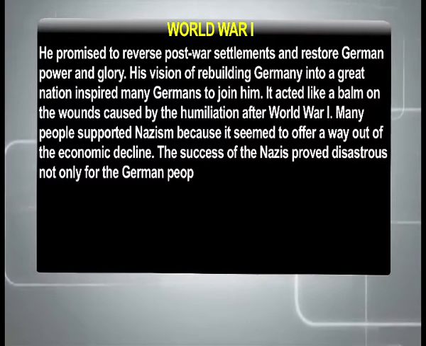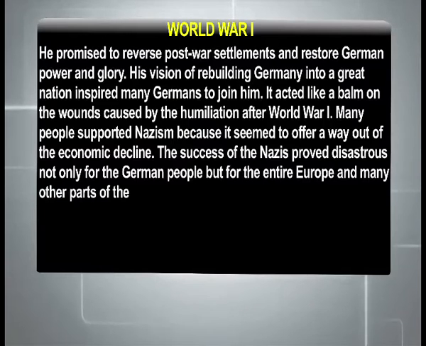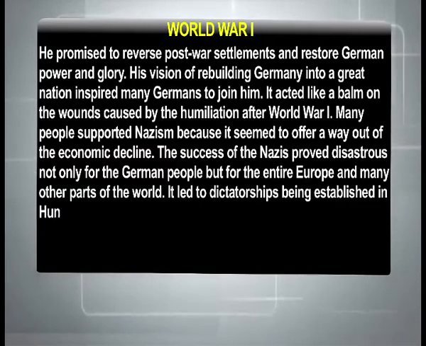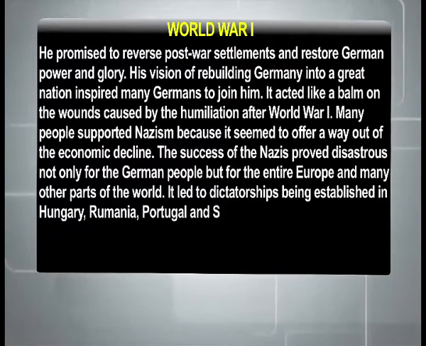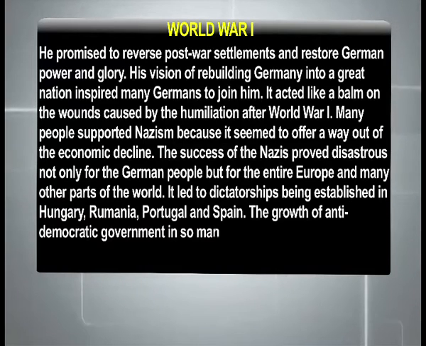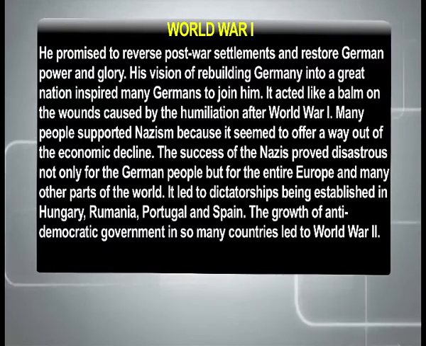The success of the Nazis proved disastrous, not only for the German people, but for the entire Europe and many parts of the world. It led to dictatorships being established in Hungary, Romania, Portugal, and Spain. The growth of anti-democratic governments in so many countries led to the Second World War. Now, let us also look into the developments in other parts of the world.